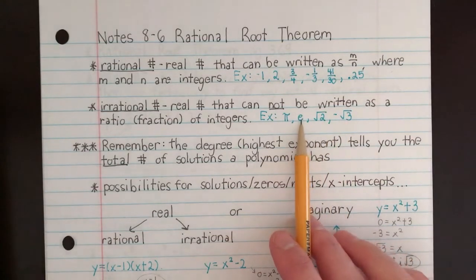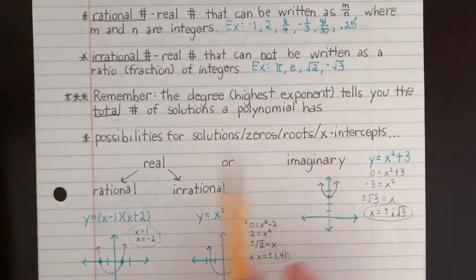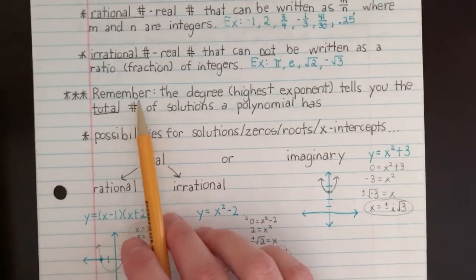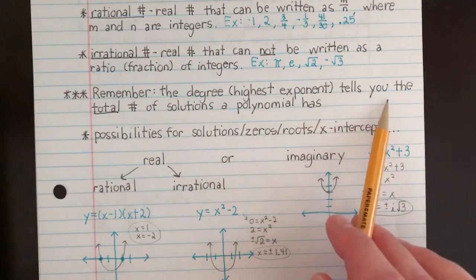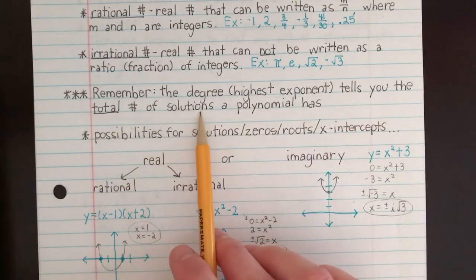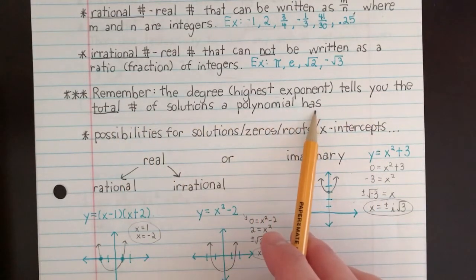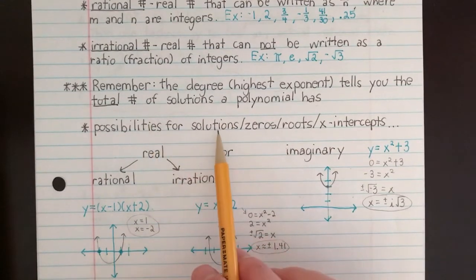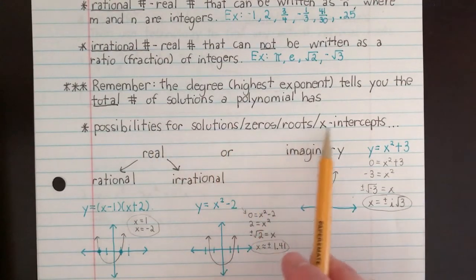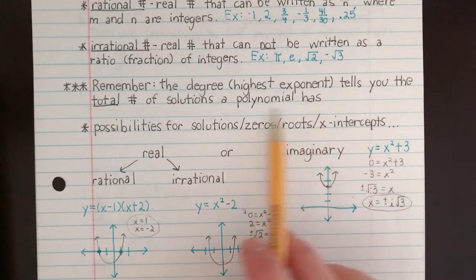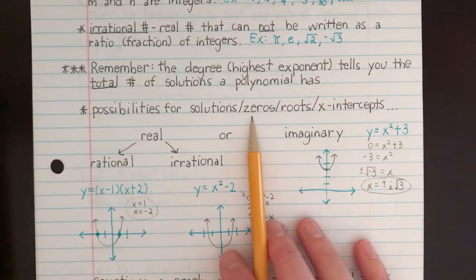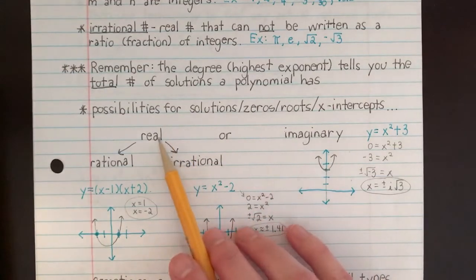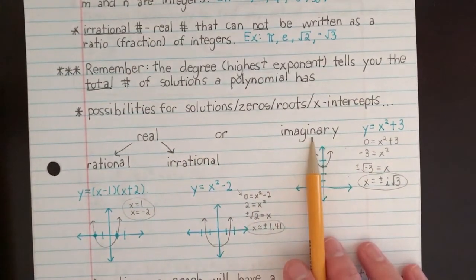Remember also, this is very important, the degree or highest exponent tells you the total number of solutions a polynomial has. Possibilities for solutions: zeros, roots, x-intercepts. Remember, these four words mean the same thing. So you have various possibilities for solutions. You can have either real solutions or imaginary solutions.